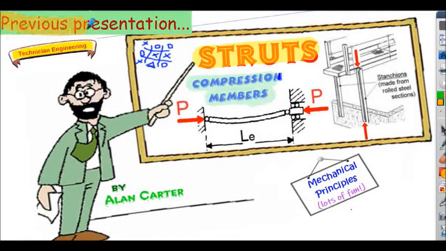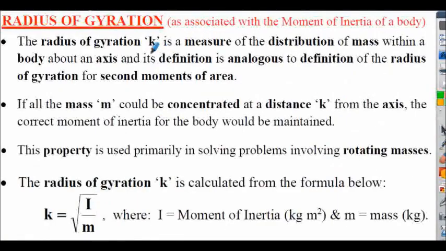There is a previous presentation related to the analysis of struts or compression members where we extensively use the radius of gyration k within the calculations, should you want to see a practical application of its use. And purely for reference here, here's another definition of the radius of gyration, but this time as associated with the moment of inertia of a body.